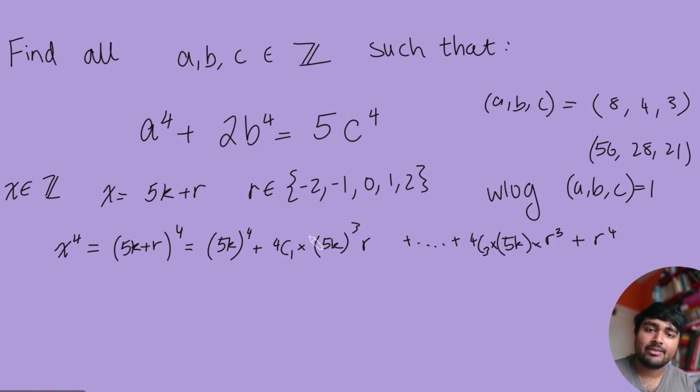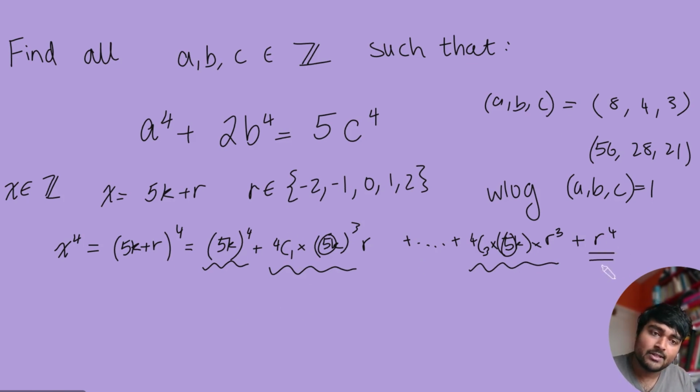And now the great thing about this is that this is clearly a multiple of 5. This here is also clearly a multiple of 5 because it's got a 5 cubed in it. In fact, all of these terms up to here will all be multiples of 5 because they've all got a 5k in them. So essentially what we're doing, if you've seen modular arithmetic before, is we're looking at this mod 5.